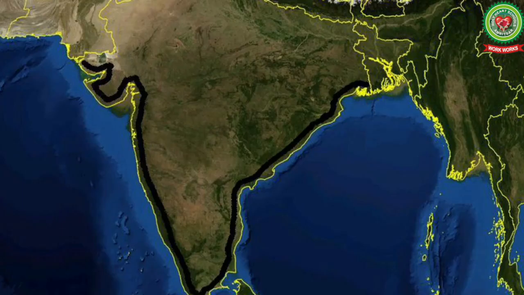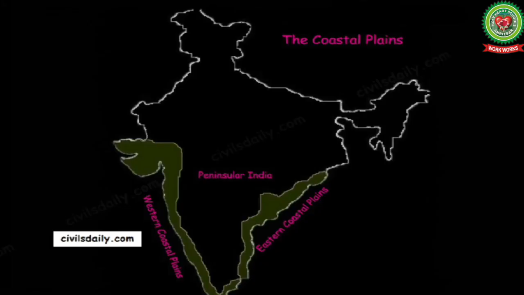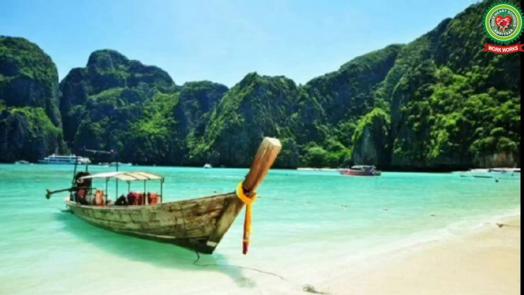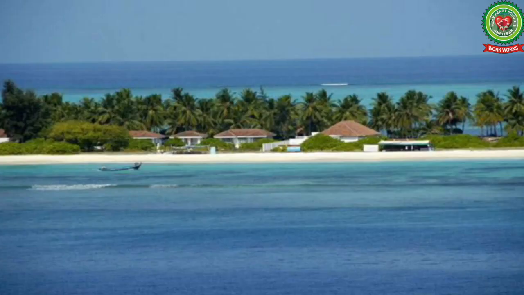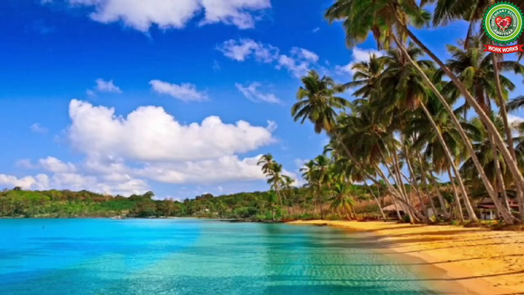So at the last we will talk about coastal plains and the islands. The Southern Plateau is bounded by coastal plains on the west and east. The coastal plain towards the west is called the Western Coastal Plain, and that towards the east is called the Eastern Coastal Plain. And the Western Coastal Plain and the Eastern Coastal Plain meet at Kanyakumari. And students, the islands which are closer to the Indian mainland in the Arabian Sea and the Bay of Bengal are part of India.